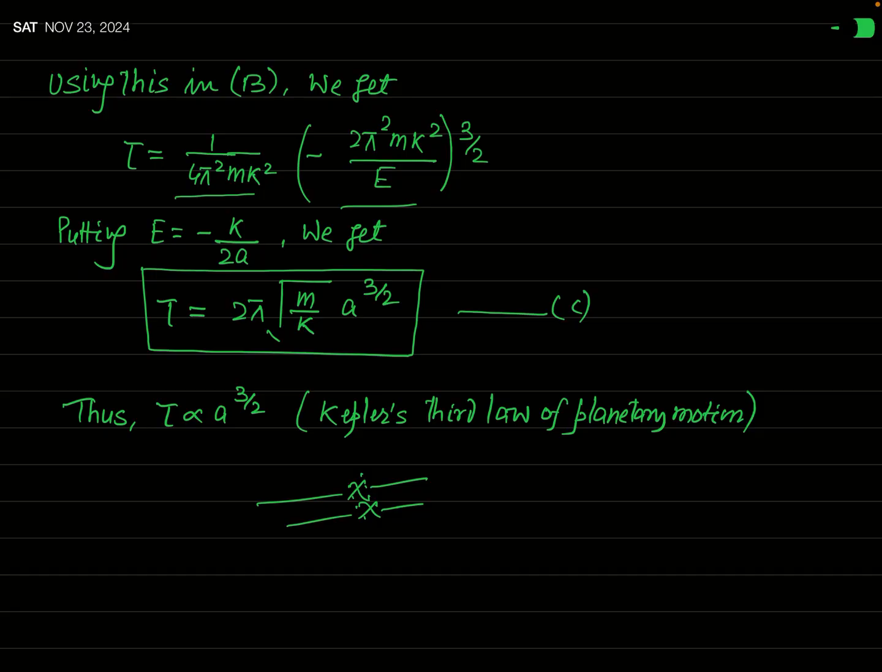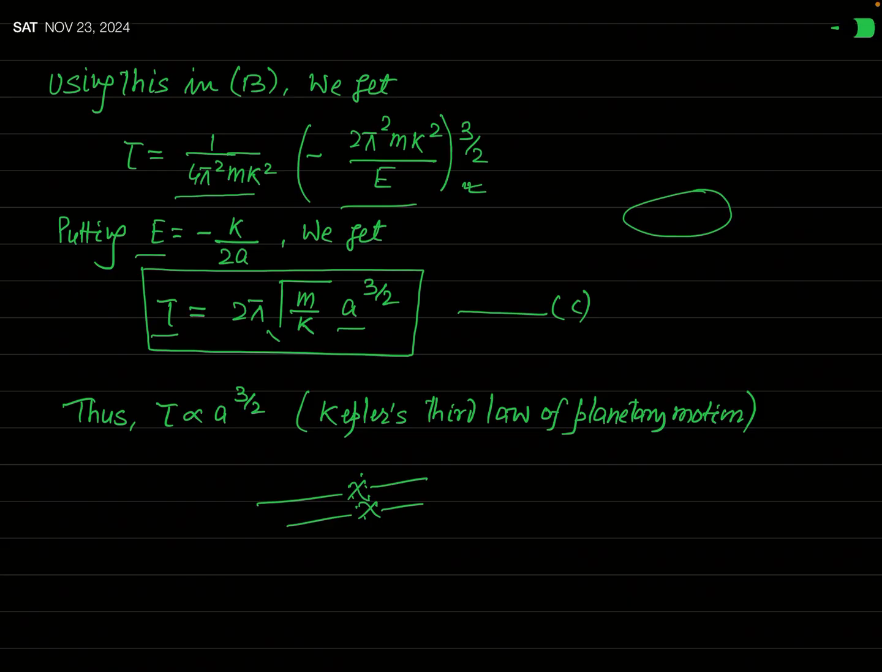But you know, if a particle in a central force field is moving in an elliptical orbit whose semi-major axis is a, then its total energy is minus k over 2a. So in this case, we will substitute E equal to minus k over 2a in this expression for the time period. After simplification you will get τ equal to 2π√(m/k) times a to the power 3/2.